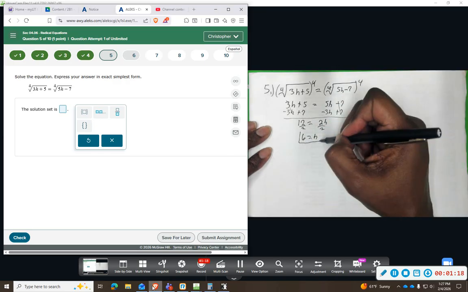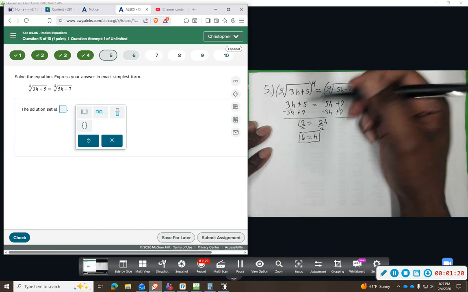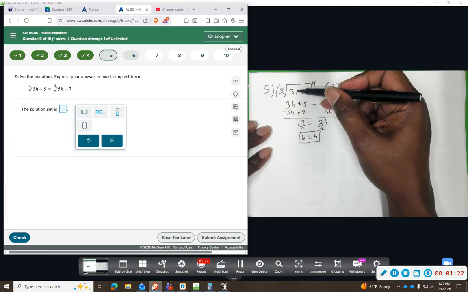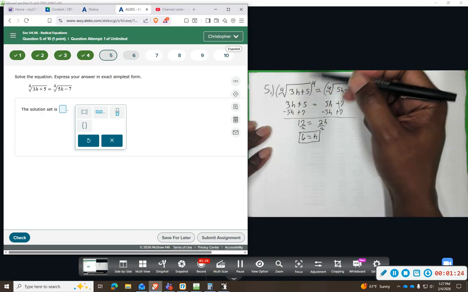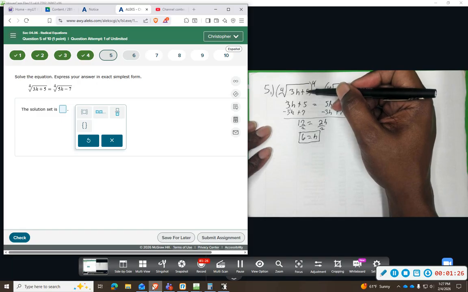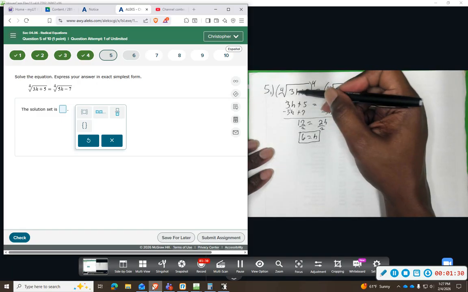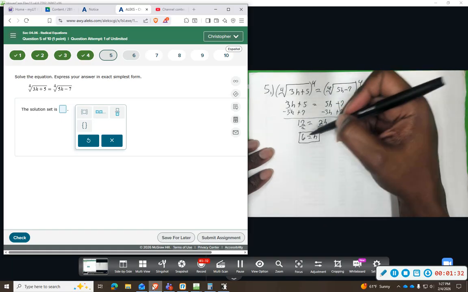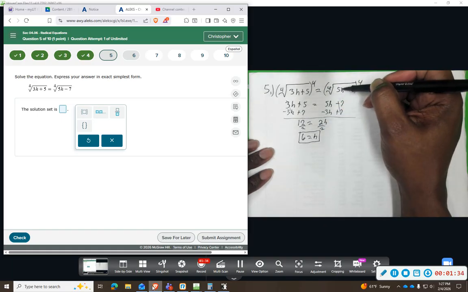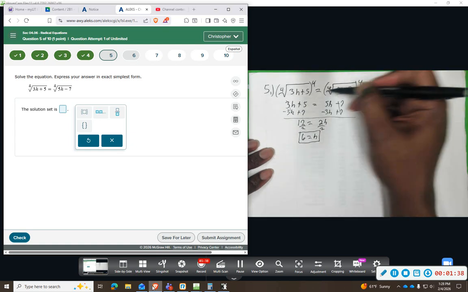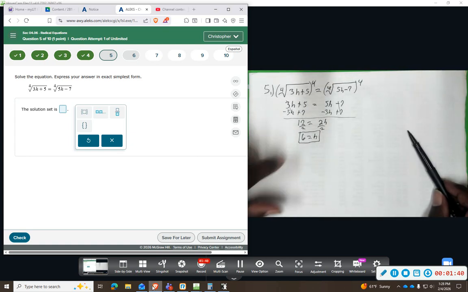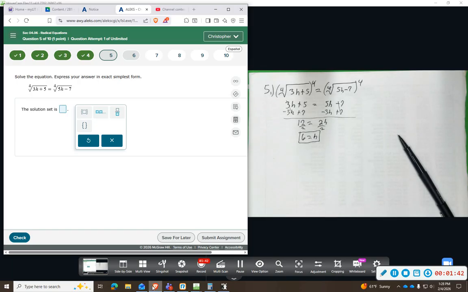Of course, you want to plug this in and check and verify. You plug in the 6. 3 times 6 is 18, 18 plus 5 is 23. And then over here, if we do 6 times 5, we get 30. 30 minus 7 is 23. So both of those expressions are equal. So we would say 6 is our solution. Our solution set is 6.